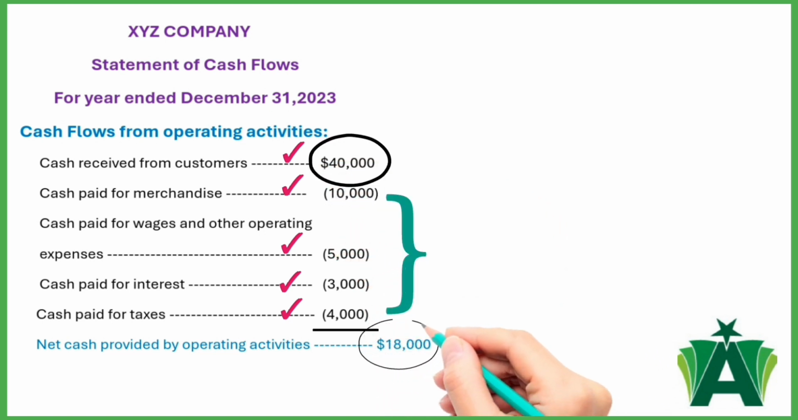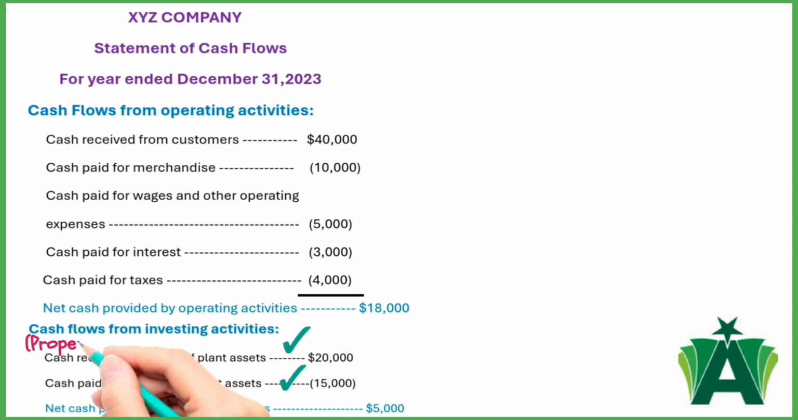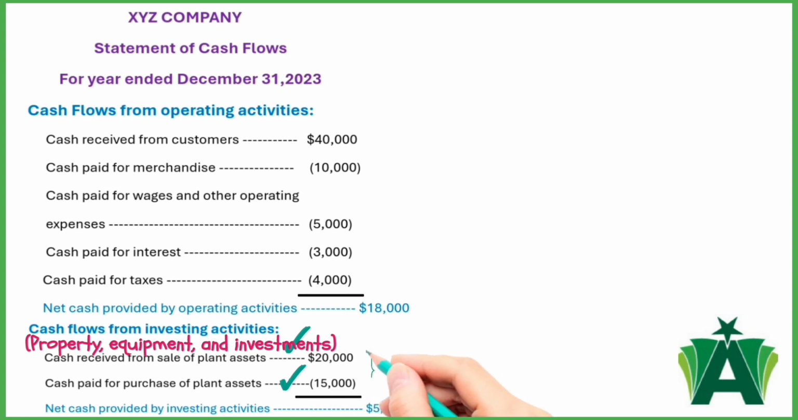operating activities. Investing activities involve the buying and selling of long-term assets, such as property, equipment, and investments. This section tracks how these purchases and sales affect the company's cash flow. Subtract the cash outflows from the cash inflows to determine the net cash provided or used.